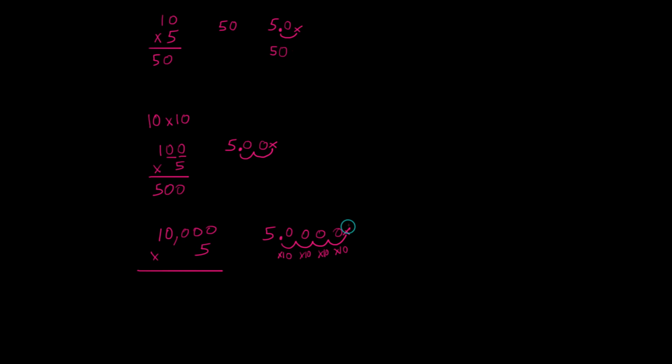So this is the quick trick when you're multiplying any value times 10 or multiple tens. Another way of thinking about it is, how many tens are we multiplying the number by?